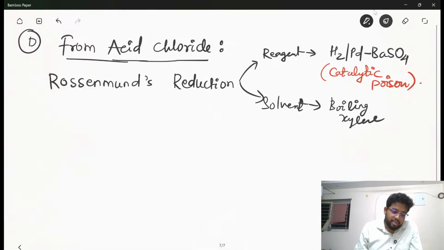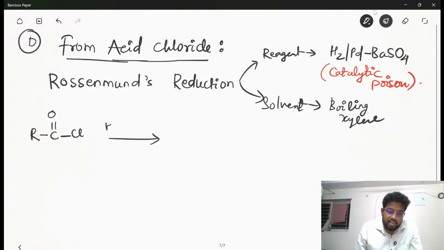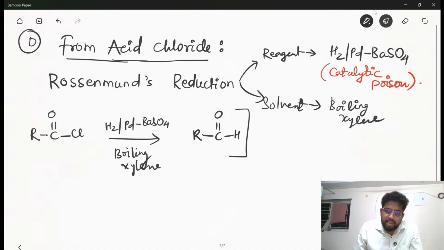Now what we will do? Now we'll start the reaction. I have RCOCl, and while treating this in presence of H2, Pd-BaSO4 and boiling xylene, the acid chloride converts to the respective aldehyde. So it is a good method to prepare aldehyde from acid chloride.